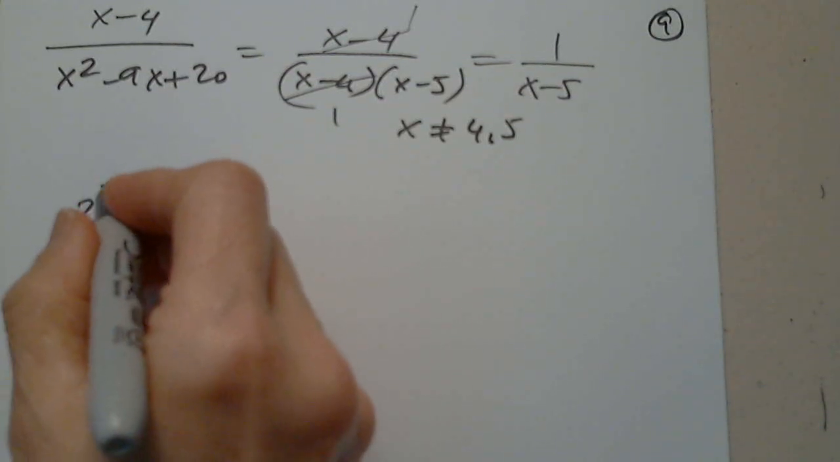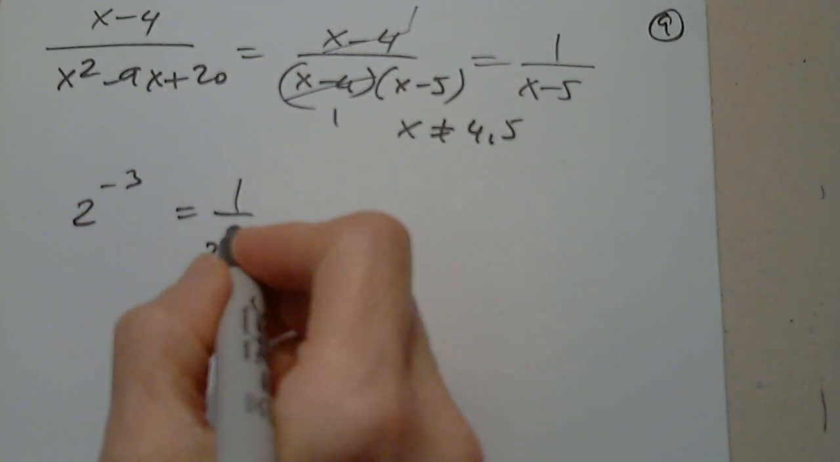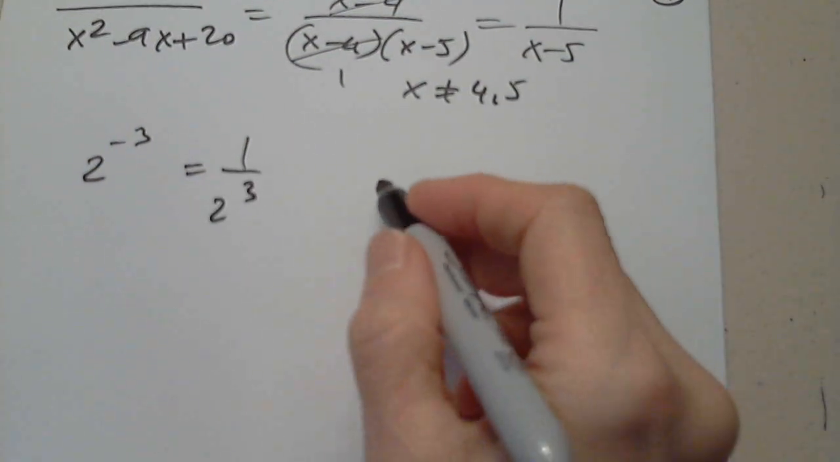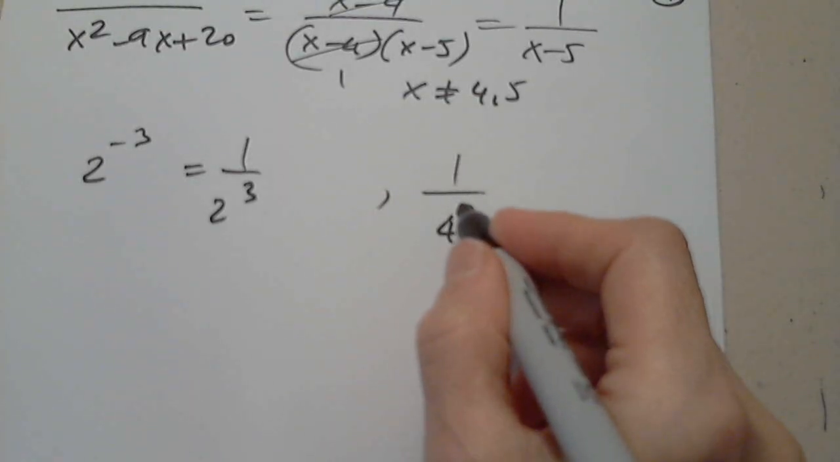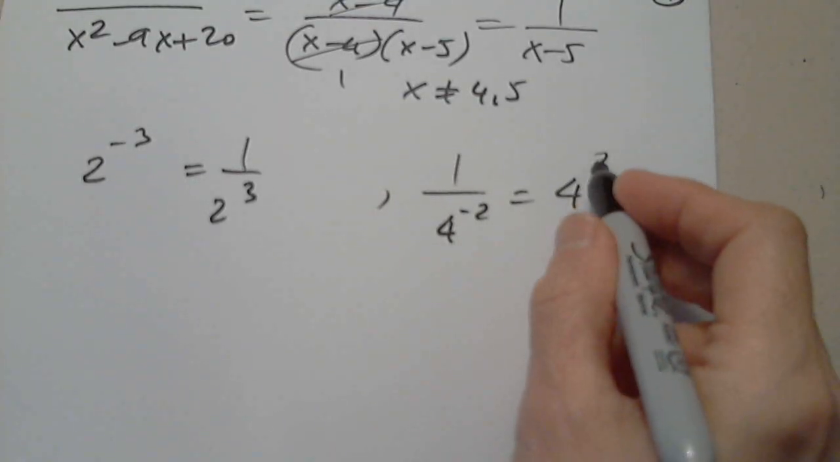We have 2 to the negative 3, then we have 1 over 2 to the third. But if I have 1 over 4 to negative 2, this is 4 squared.